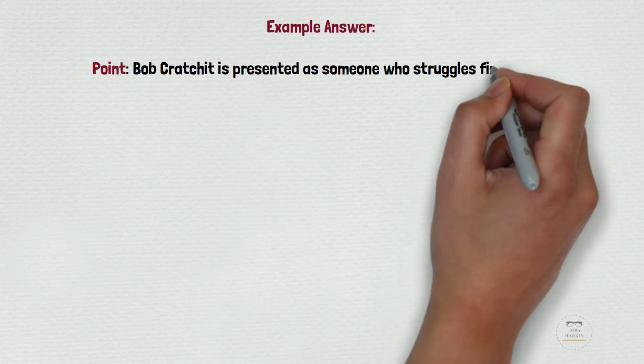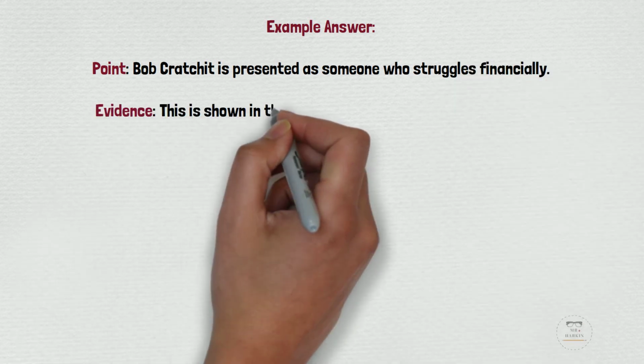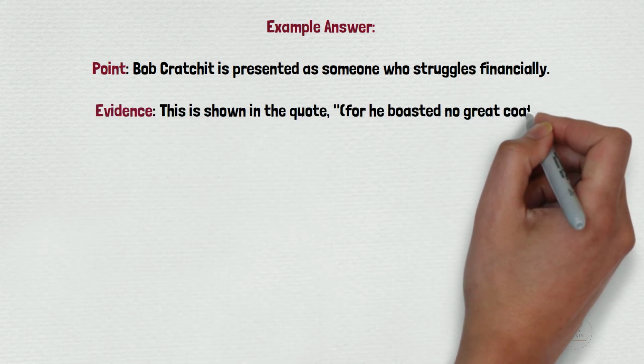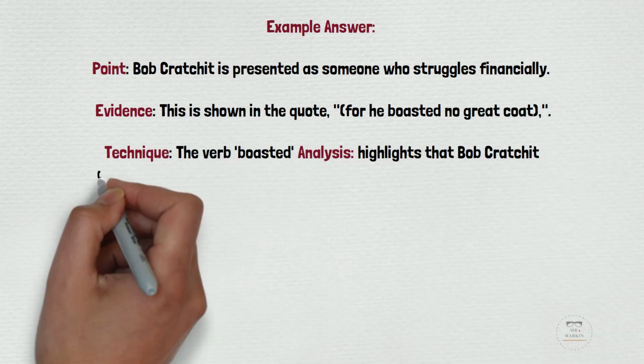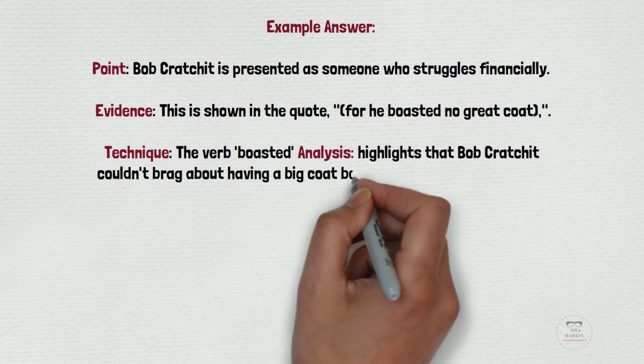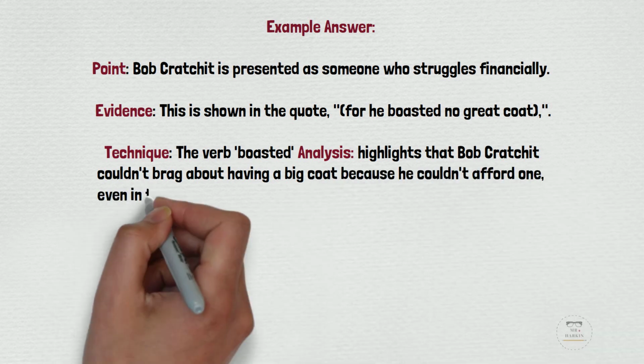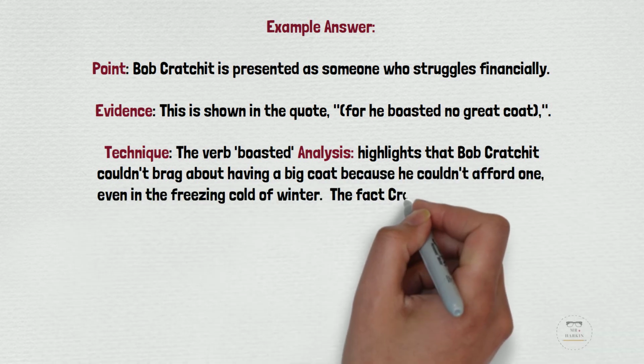Okay, well done for having a go. Now, here's an example answer for anyone who was struggling. Again, in the PETAL paragraph format, I have started with: Bob Cratchit is presented as someone who struggles financially.